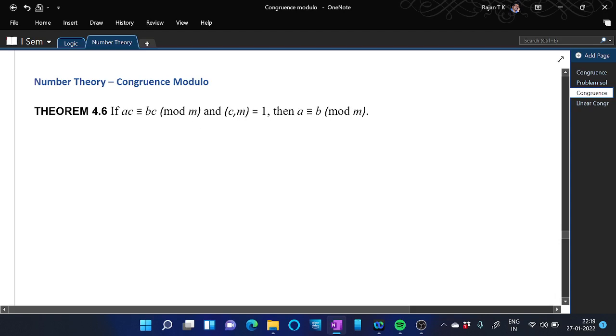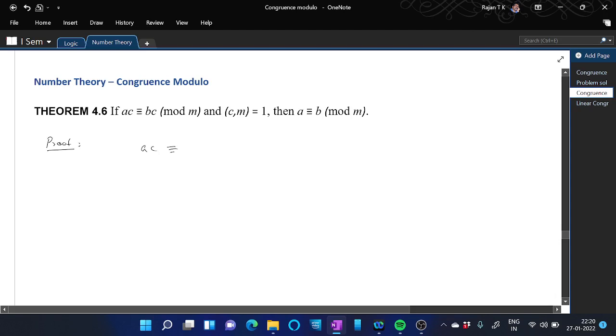GCD(C, M) equal to 1 means GCD of C and M is 1. So if C and M are relatively prime, that is the multiplying factor C and this M are relatively prime, then that factor C gets cancelled. That is, A is congruent to B mod M. So let us go for the proof of this theorem.